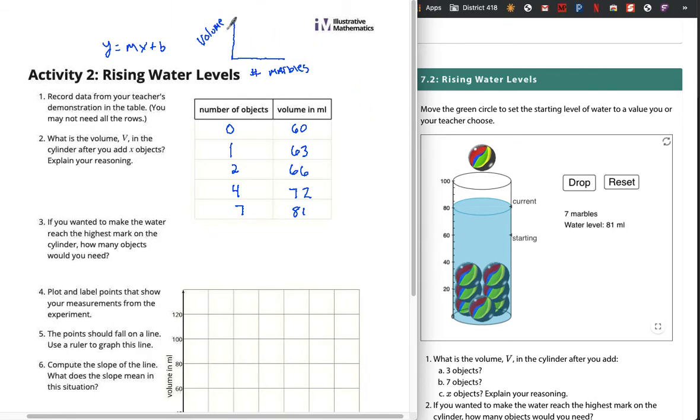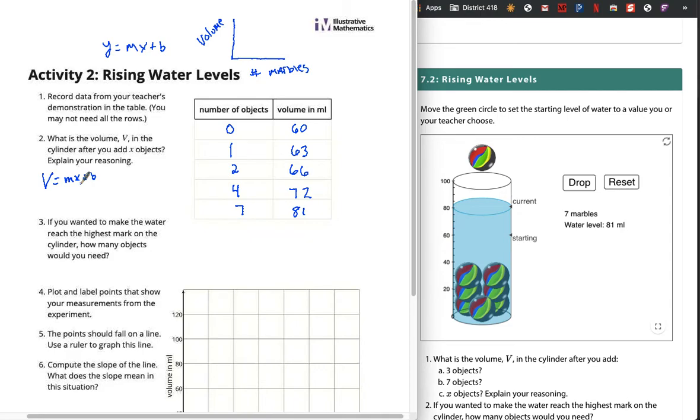And so instead of using the letter y, they're telling us to use V. What is the volume? So our equation would actually look like this. V equals mx plus b. And that's okay. We can use different letters for those x and y. I mean, we can use whatever letters represent the situation. So it's the same equation. We're just using V for volume instead of y for y-axis. Okay? And they want us to write out this equation. So the question is, what is our slope and what is our y-intercept?